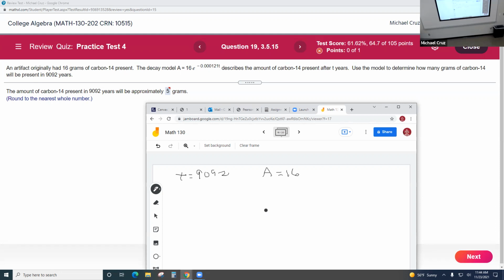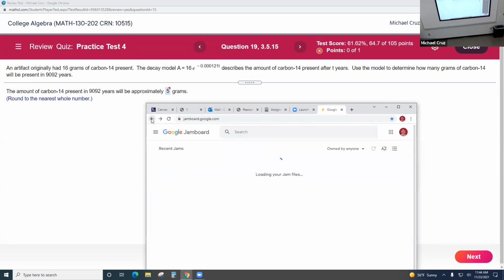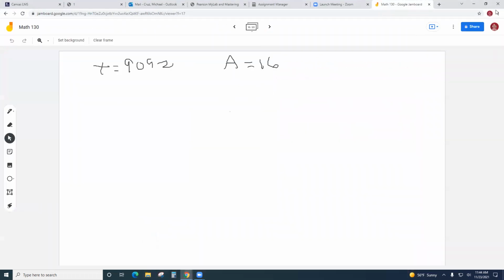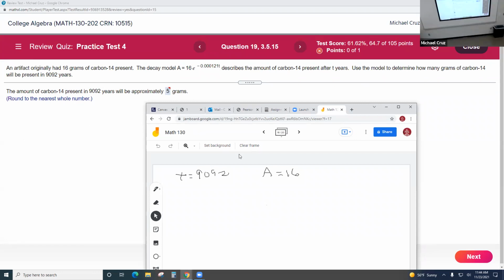Hold on a second. Oh, wait a minute. No. We're finding A. I'm sorry. I was about to say, I'm sorry. I was thinking something crazy. We're trying to figure out what the A is. We just need to know the t. I was thinking this was the one where we had to find the whole thing. So all we have to do is just plug in t on this one.